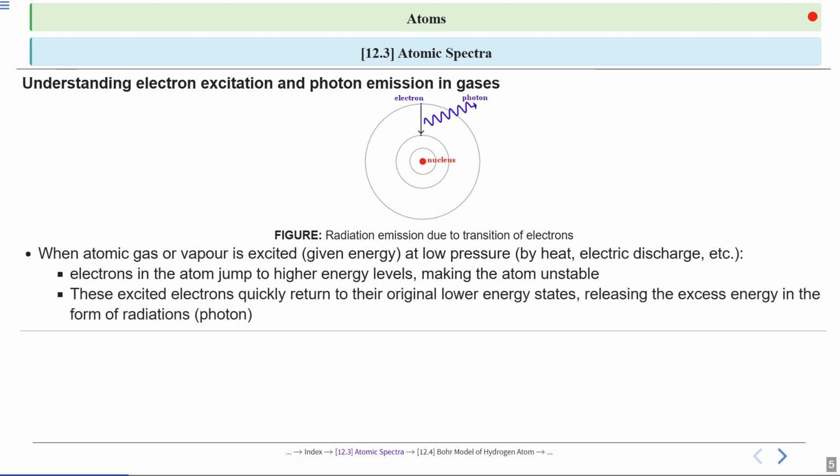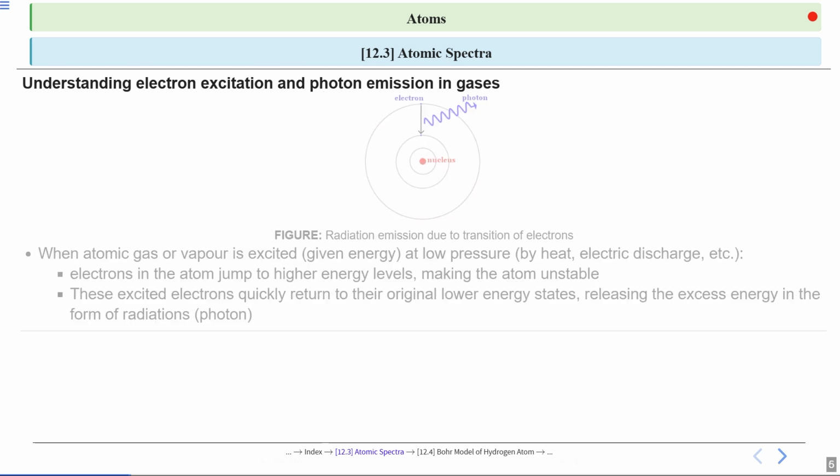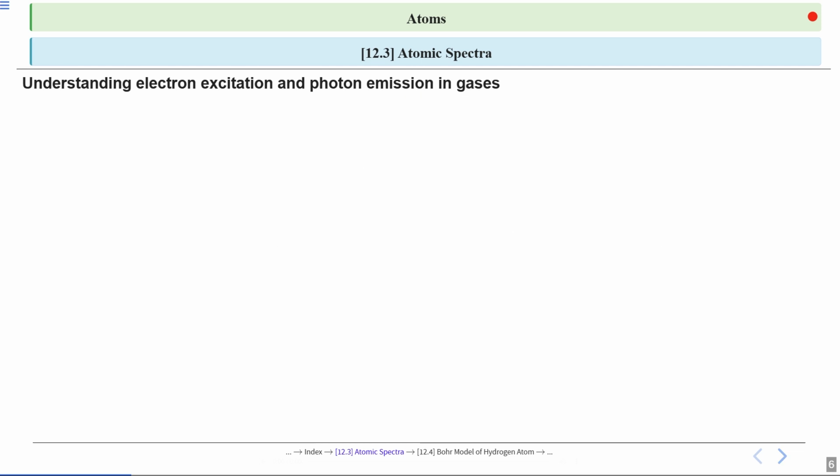Now, these excited electrons don't stay up for long. They quickly fall back down to their original lower energy states. When they do, they release the extra energy as radiation, which we see as photons of light. This is the basic mechanism behind the emission spectra of gases, and it's why each element produces its own unique set of spectral lines. Now we'll see how these emissions help us identify elements, almost like giving each one a unique barcode.